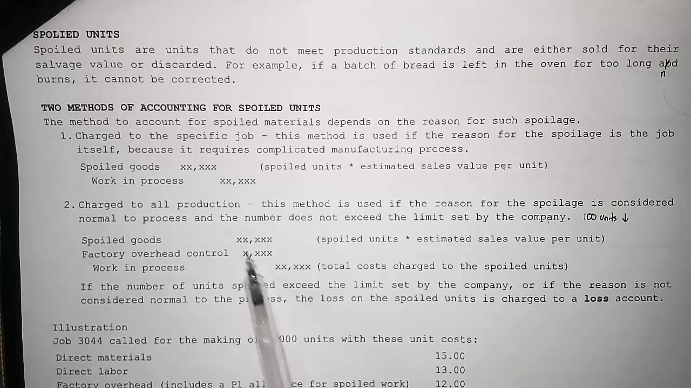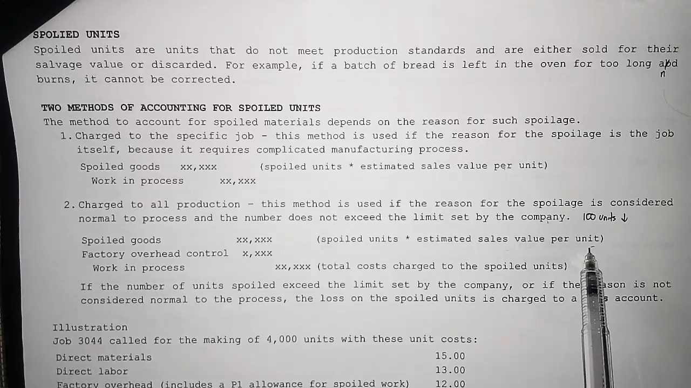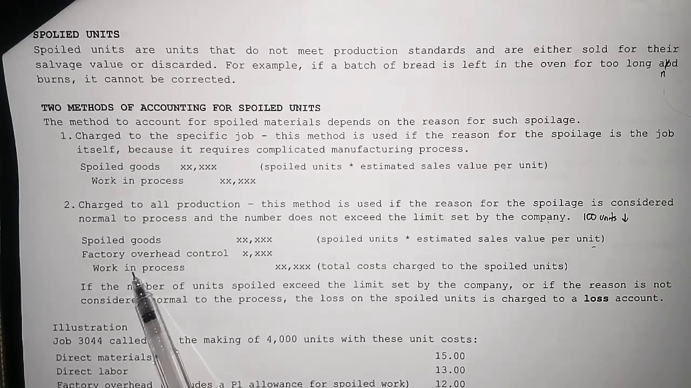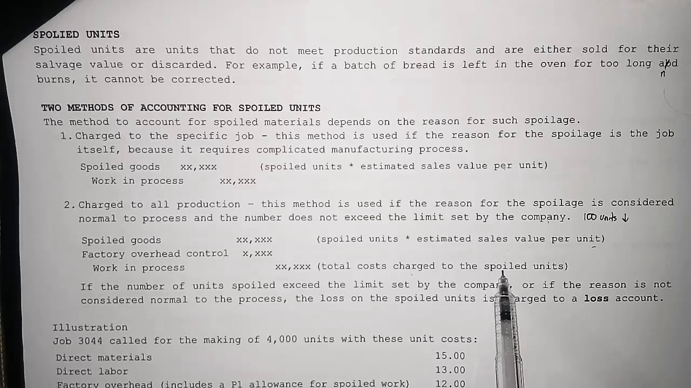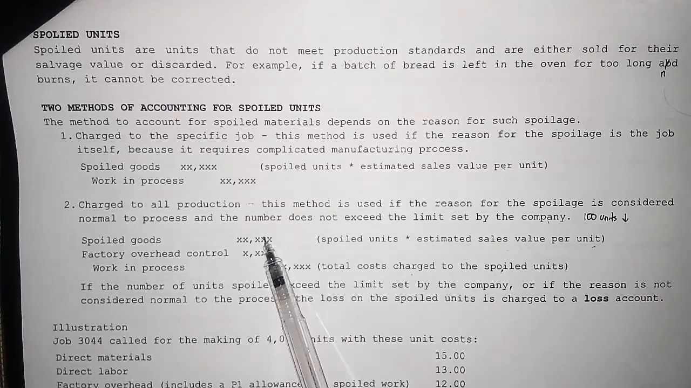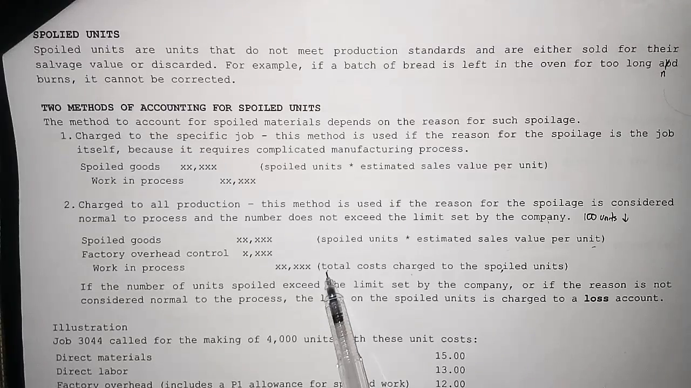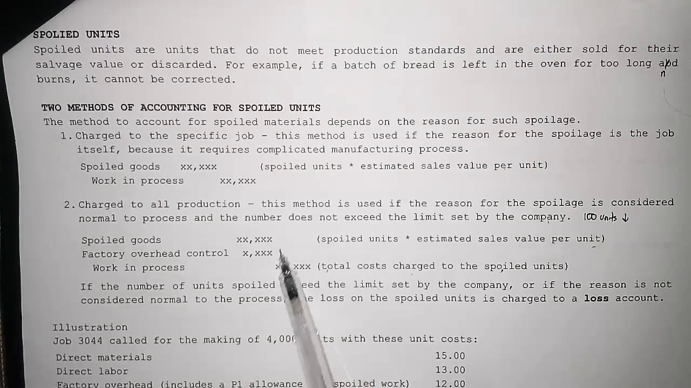And to record yung entry para sa spoiled goods, if charge to all production yung method, debit spoiled goods at spoiled goods times the estimated sales value per unit. Then, i-credit natin yung work in process for the total cost na na-charge dun sa spoiled units. And yung difference ng spoiled goods and work in process, sa factory overhead natin siya i-charge.